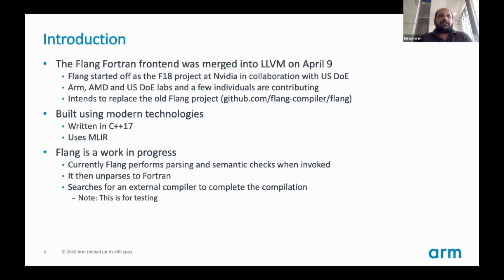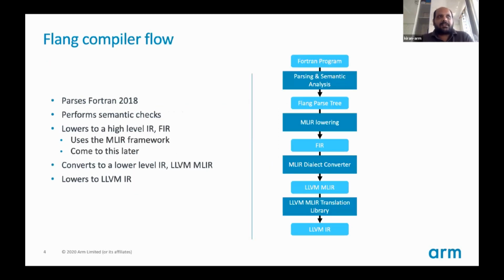It's important to note that Flang is a work in progress. It's not a fully functional compiler. Although it's part of LLVM, there is still work going on. If you currently invoke Flang, what happens is that Flang performs parsing and semantic checks, and then it unparses back to Fortran and then searches for an external compiler to complete the compilation. Note that this is just for testing purposes to ensure that the parsing and semantic checks are working correctly. So that was a short introduction to Flang.